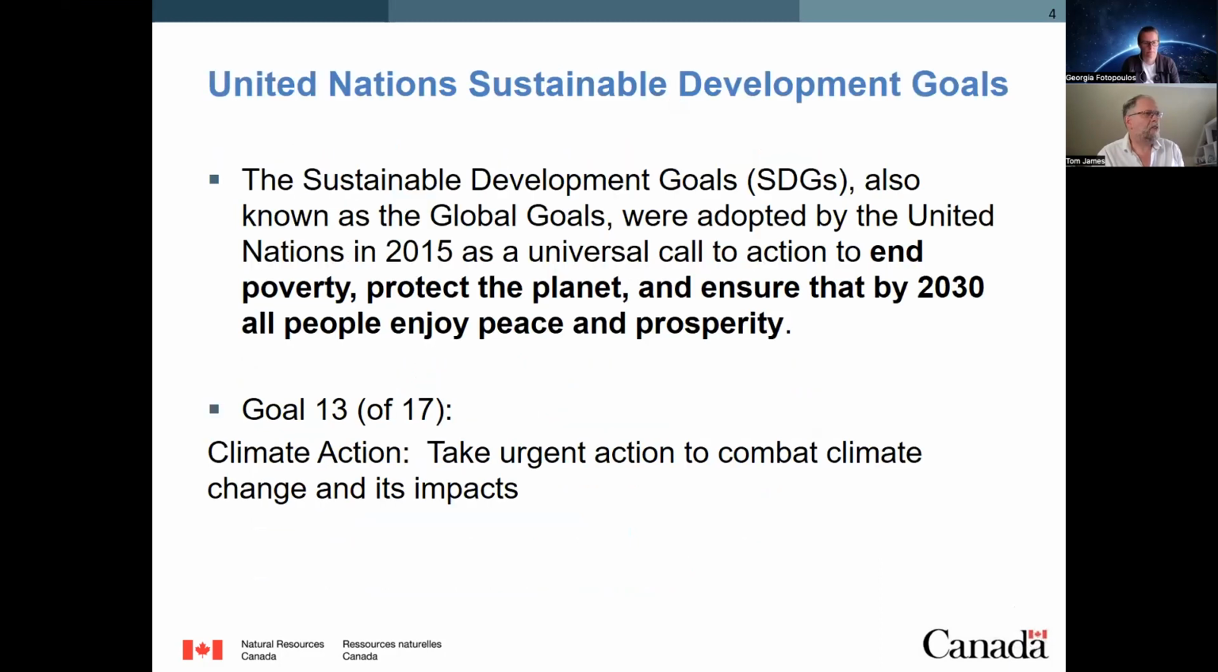So, the United Nations Sustainable Development Goals. These are known as the global goals, and they were adopted by the United Nations in 2015 to end poverty, protect the planet, and ensure that by 2030, all people enjoy peace and prosperity. There are 17 Sustainable Development Goals, and goal 13 is climate action: take urgent action to combat climate change and its impacts.